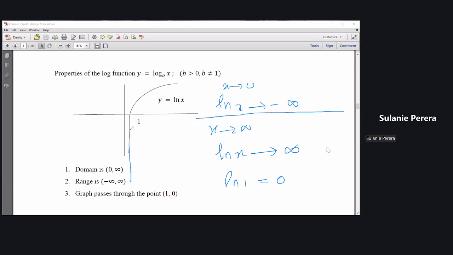When x approaches 0, it goes to minus infinity. When x goes to positive infinity, it goes to positive infinity, and ln 1 is 0. So the domain, the x values, are from 0 to infinity, but here the parenthesis is not closed because 0 cannot be included. Range can be minus infinity to infinity. Alright, so those are the properties of the log function.